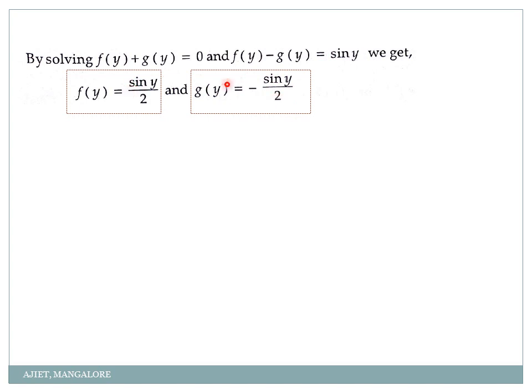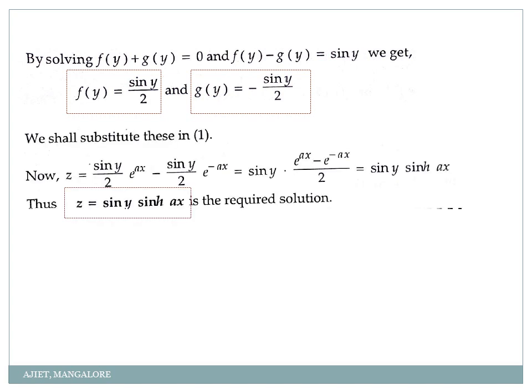Now finally I got my two constants, therefore my solution is, this is my unnecessary step. Okay, you can keep it as it is. I am telling you, no one will ask you. You can just stop here only. Z is equal to sin y by 2 into e power ax minus sin y by 2 into e power minus ax.